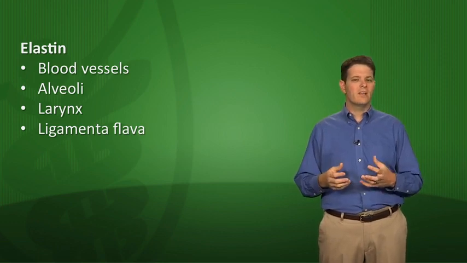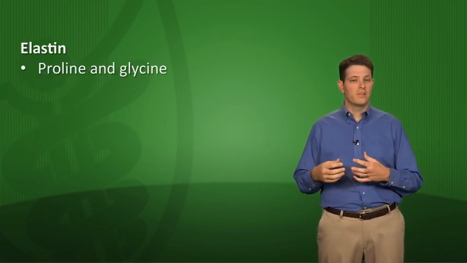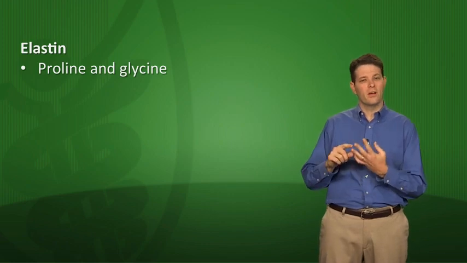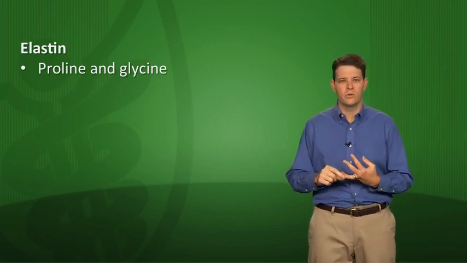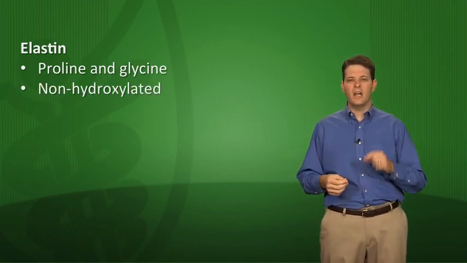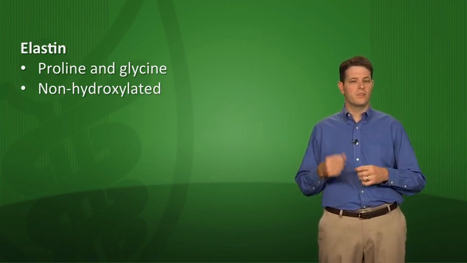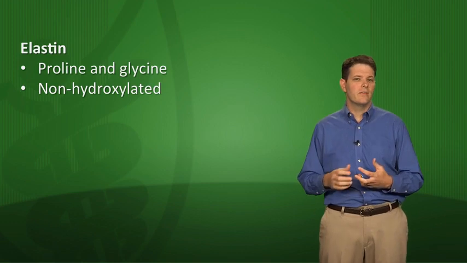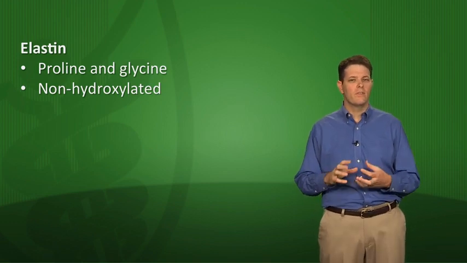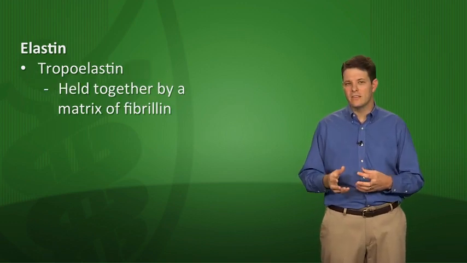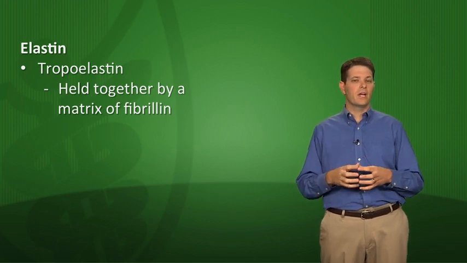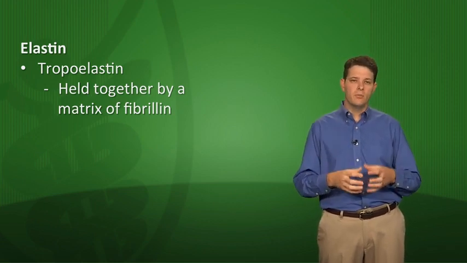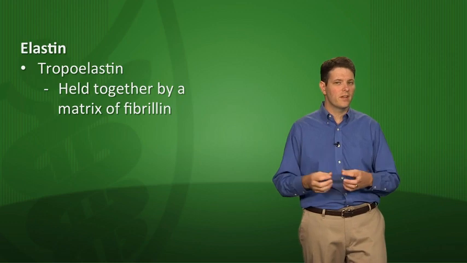So elastin has a lot of proline and glycine, whereas we said collagen is rich in proline and glycine, but also hydroxyproline, which is kind of unusual. And then elastin is non-hydroxylated, so that's another difference between strong collagen and stretchy elastin. Now structurally, instead of an alpha chain triple helix, we have these proteins called tropoelastins, and they're held together by a matrix of a glycoprotein called fibrillin. And fibrillin is also made by the fibroblast, just like collagen.